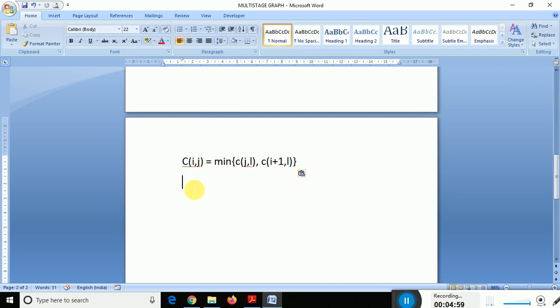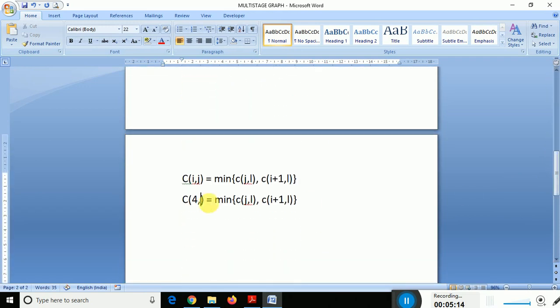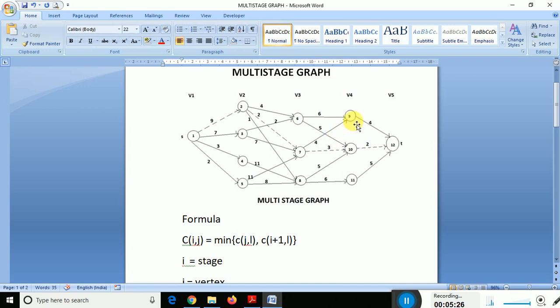Same thing. Here you have to apply the stage. 4 is the stage, and what is the vertex? 9 is the vertex. So here J is there, and in that you have to put 9. And what is the out degree of 9? Out degree of 9 means 9 is connected to where? 12. We only need to see the out degree. 9 is connected to 12.